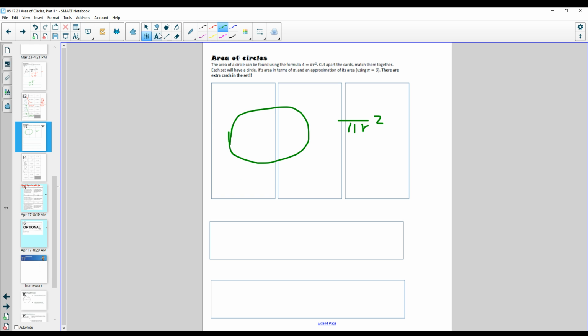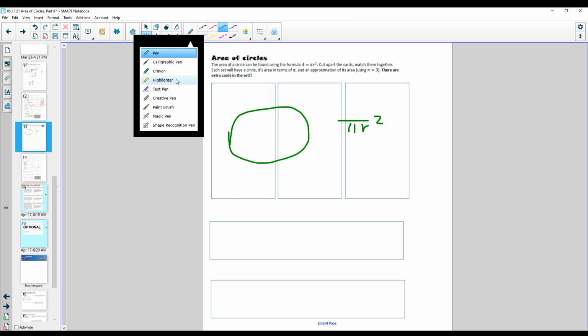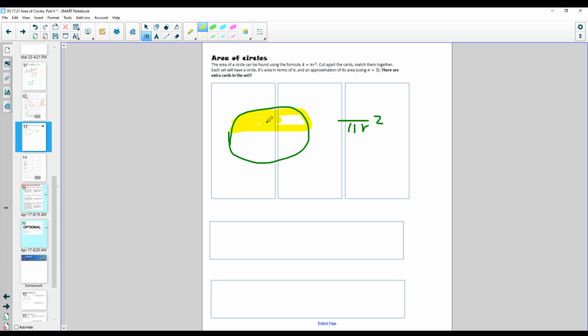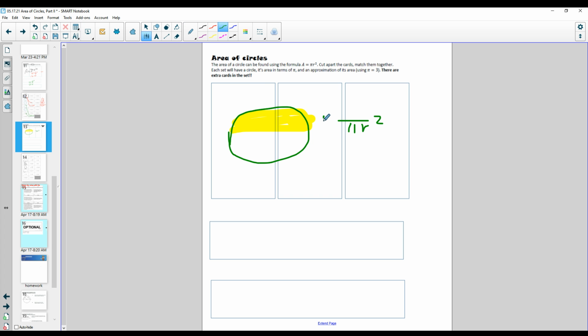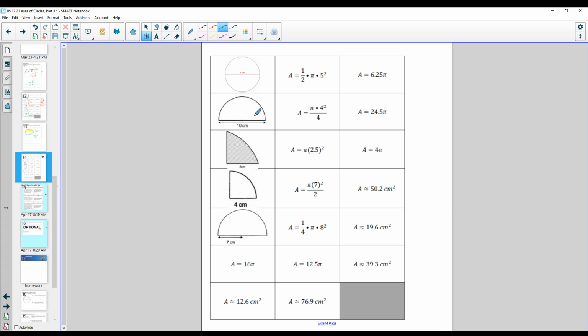A semicircle. Here's a full circle, it's pi r squared. If you do a semicircle, it literally means you're cutting it in half. So I'm doing half of pi r squared. Half also means the same thing as dividing it into 2 parts. So let's look at a semicircle. We know we're going to have to do half or divide by 2.